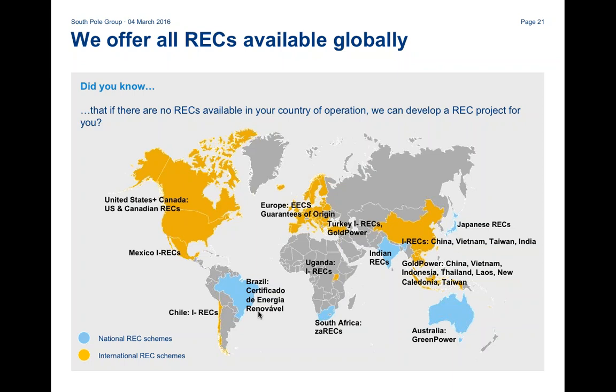Then there are some national systems which are indicated here in light blue, which have been born either as compliance systems or as purely voluntary systems. They are in Brazil, South Africa, India, Japan and Australia. They're quite different from each other, but in general, if you have electricity consumption in one of these countries, you can purchase RECs from these systems in order to match that electricity consumption and claim renewable energy in those locations.